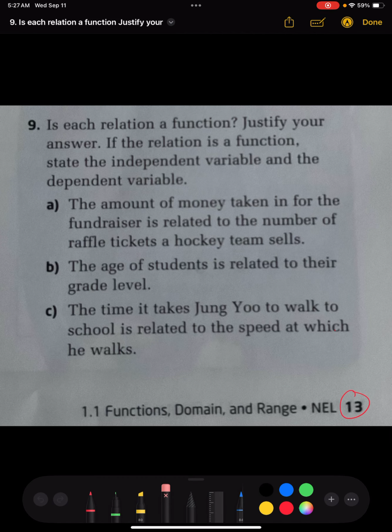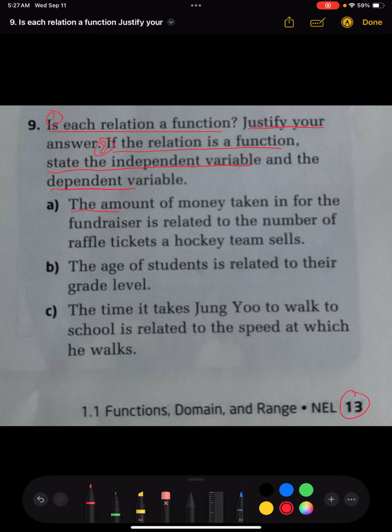So we're looking at question 9 for page 13. Kate asks, is each relation a function? Justify your answer. If the relationship is a function, that's 1, that's 2. State the independent variable and the dependent variable.